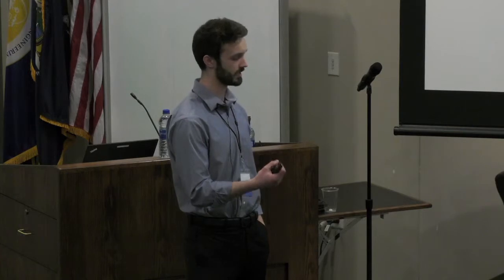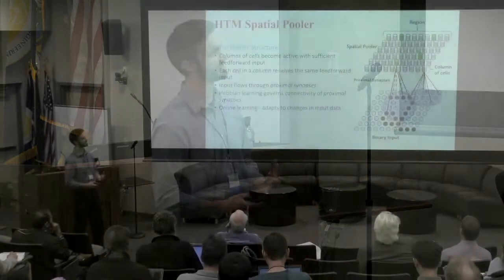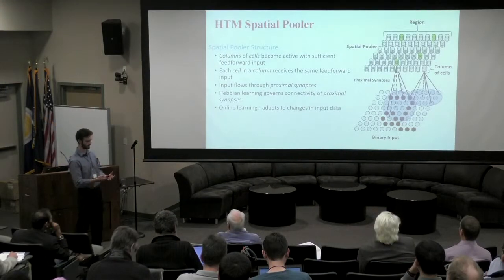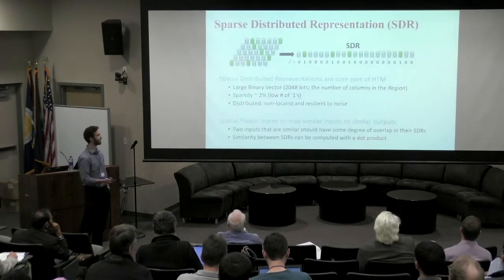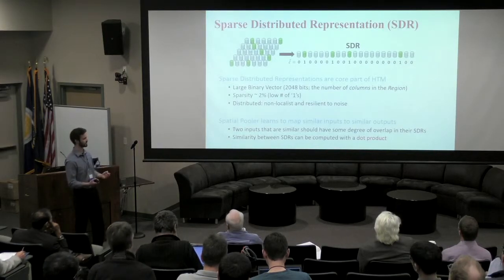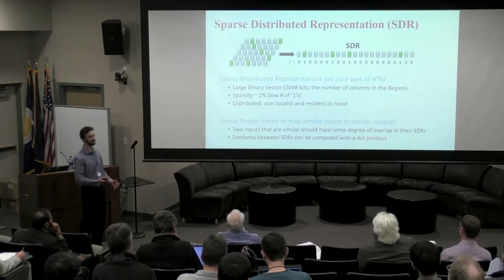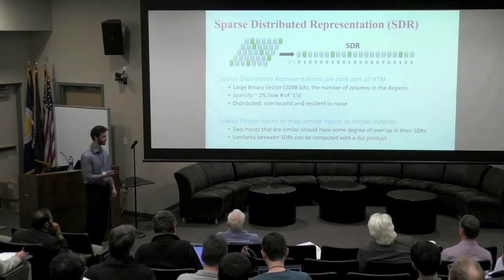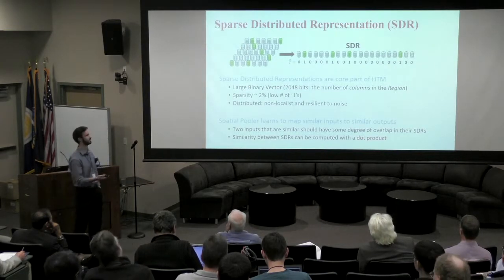The HTM neuron takes multiple sources of dendritic input: proximal, basal, and apical. We focus on the spatial pooler, which processes the proximal or feed-forward input to these cells. And again, it takes a binary input. The input flows through these proximal synapses and activates a set of columns within the cortical column or region. This set of active columns is known as a sparse distributed representation, which can also be represented as a sparse binary vector. It's distributed in nature, non-localist, and resilient to noise.